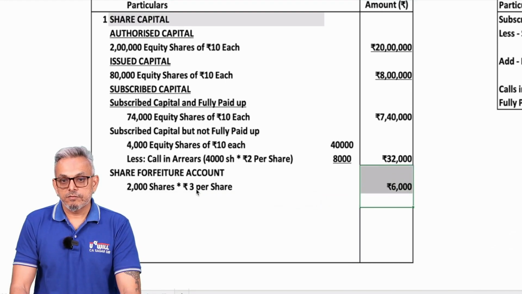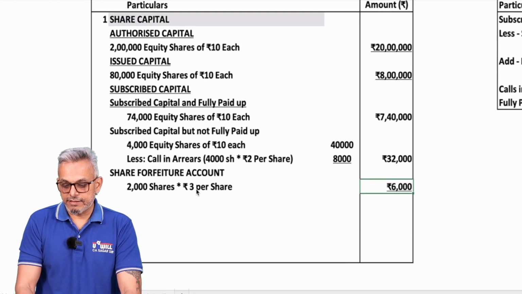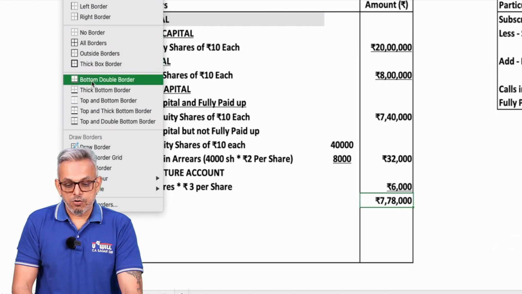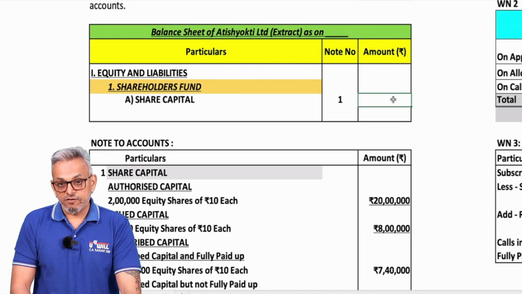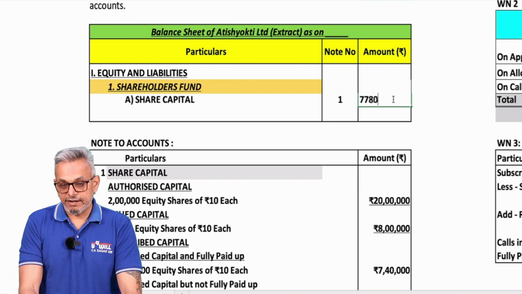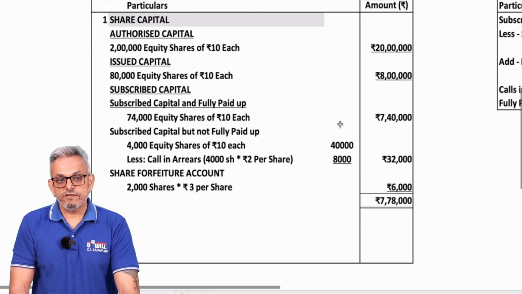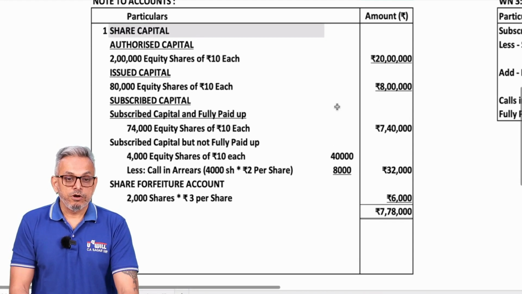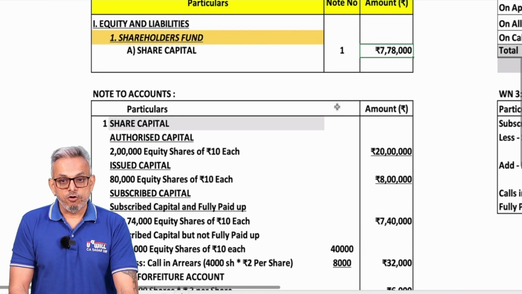Now we will do the total. So total comes to 7,78,000. Now this 7,78,000 is the amount which will go to the main balance sheet over here as share capital. So here we'll write 7,78,000. So this is how we'll be doing the sum, and this is the presentation what you are supposed to do. In case you have any confusion, any doubt, you can write the same in the comments below and I'll reply on those comments. I hope the sum is clear.